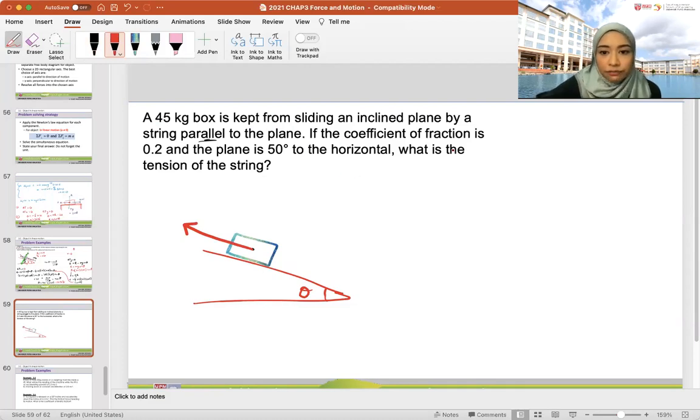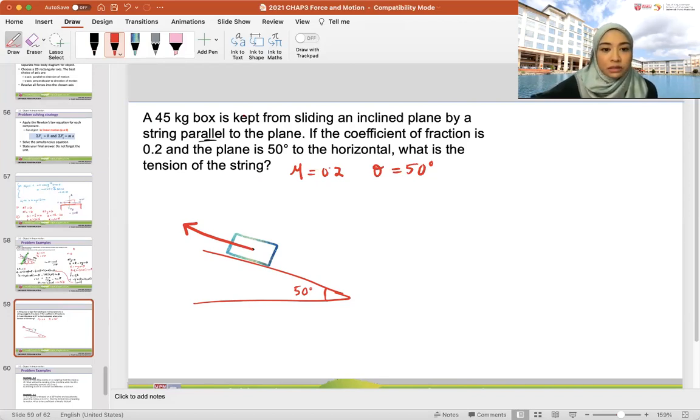So the coefficient of friction is 0.2. So dia bagi mu saja, dia tak bagi tahu S ataupun K. So you just use that. Mu is 0.2 and the plane is 50 degrees to the horizontal. Okay. So this is equal to 50 degrees. So bila dah buat equation nanti dah tahu dah lah theta apa, boleh terus cari magnitude dia. So let me just label this as 50 degrees. What is the tension of the string?